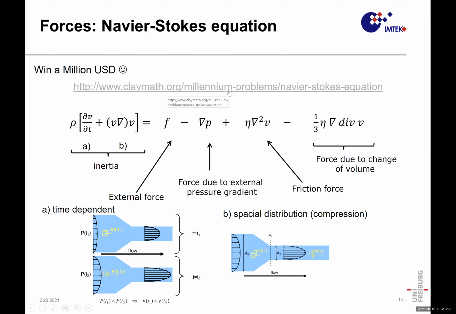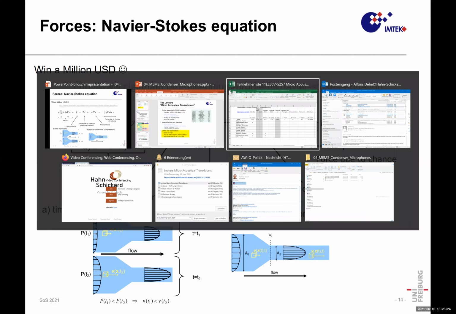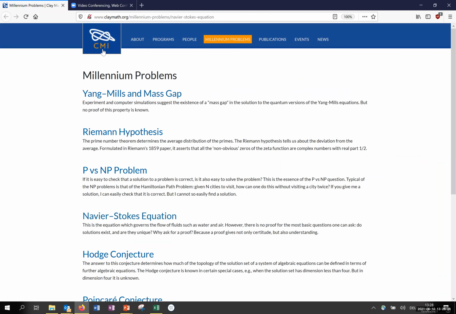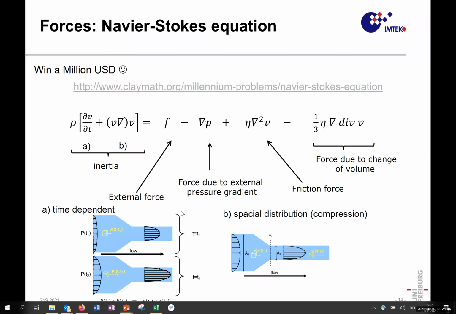If you look at the Clay list of millennium problems, I guess I have it open somewhere. Here. This is an institute which is granting prizes for millennium problems like the Navier-Stokes equation or the Riemann hypothesis. So the one who is solving it, after their request, will get a $1 million fee.